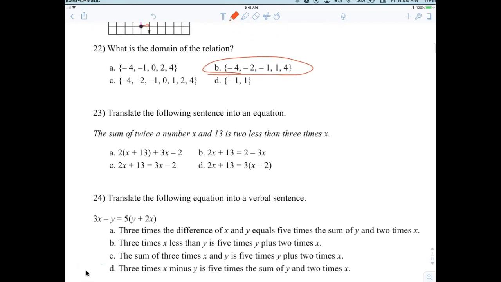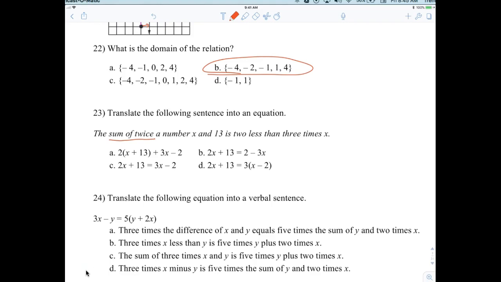All right. The sum of twice. Now, I want you to underline sum of twice. Sum means to do what? Add, and twice means to multiply by 2. So 2 operations are right in a row. So that means it's going to require a what? Parentheses. All right? So the sum of twice a number and x.